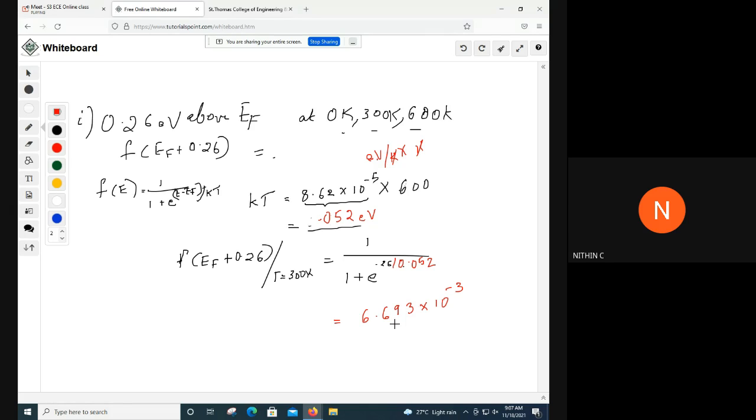You got the answers? Everyone? Okay, good. So you can do the next part of the question. You have a next part also: 0.52 electron volt above EF. That is also to be done. Do that also, 0.52 electron volt above EF, at temperatures 0 Kelvin, 300 Kelvin and 600 Kelvin. You do that also so that you will get some confidence.